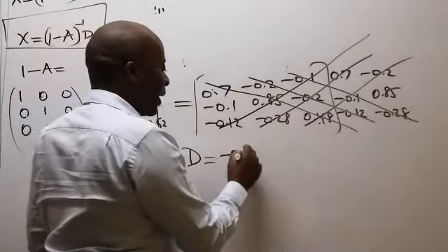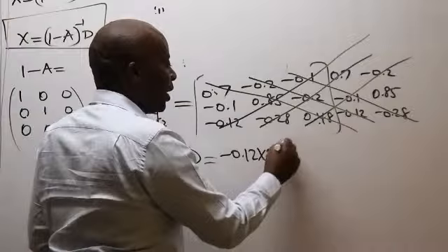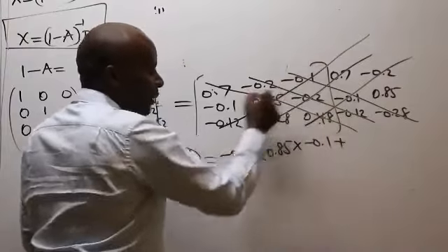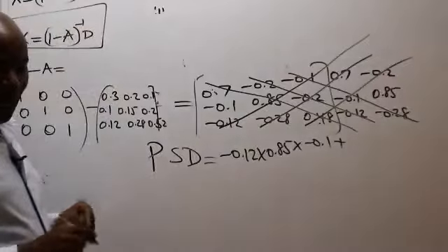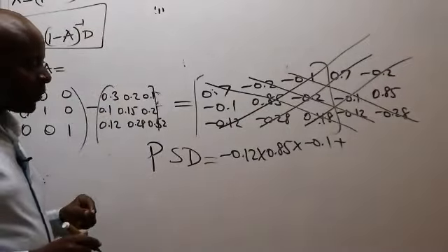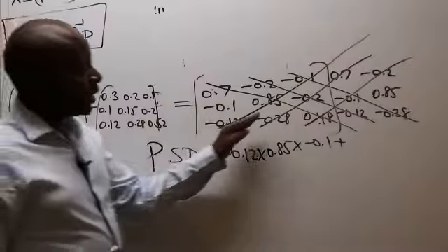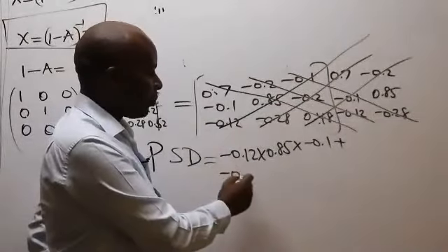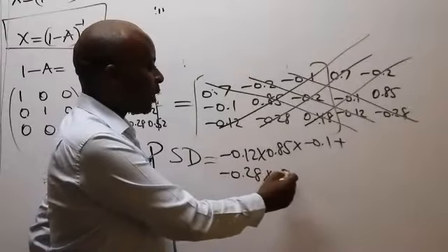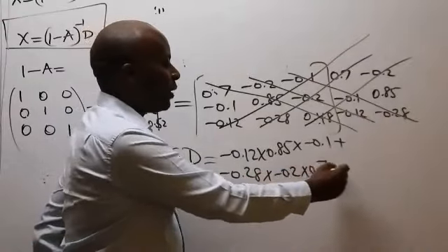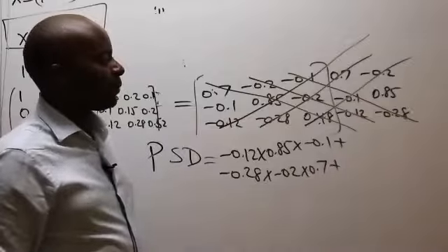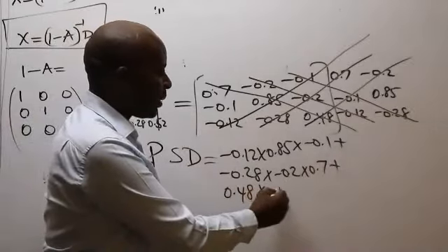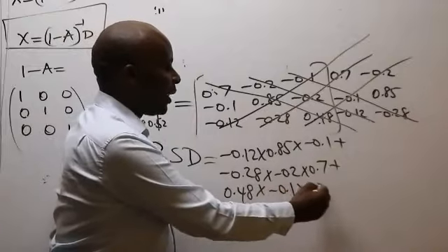So we have here minus 0.12 times 0.85 times minus 0.1, plus. Then we come and pick the second one. What do we have? I can see minus 0.28 times minus 0.2 times 0.7, plus. We go to the third one: 0.48 times minus 0.1 times minus 0.2.